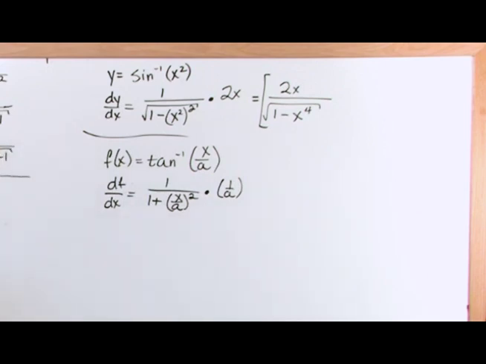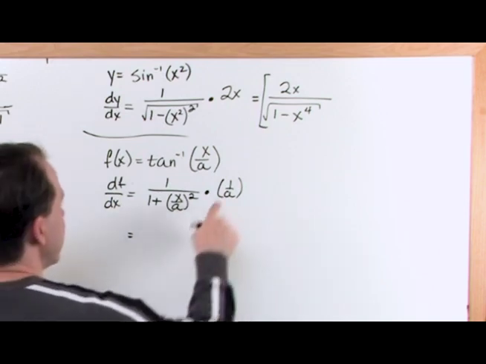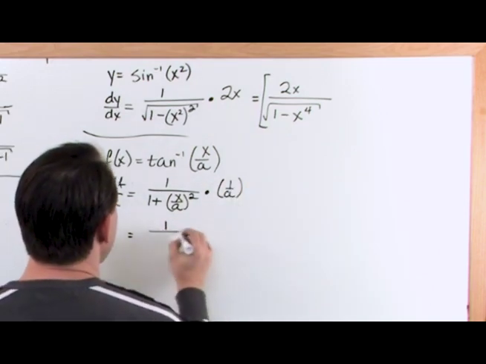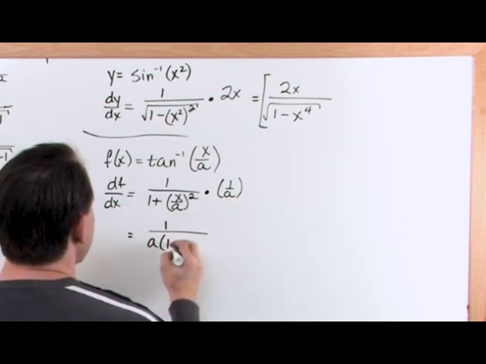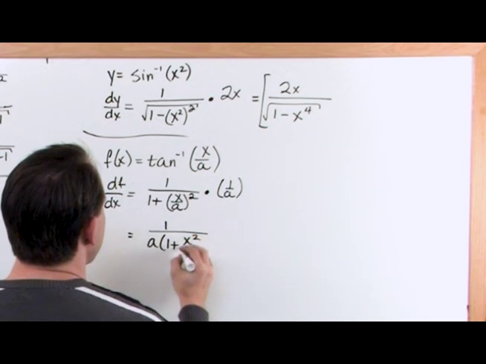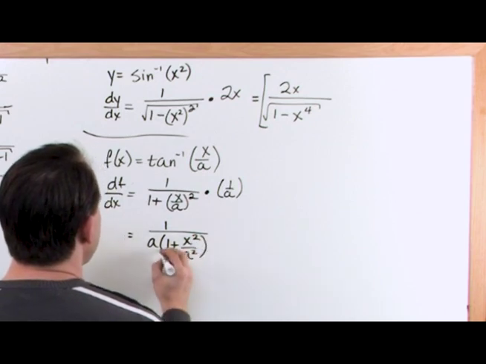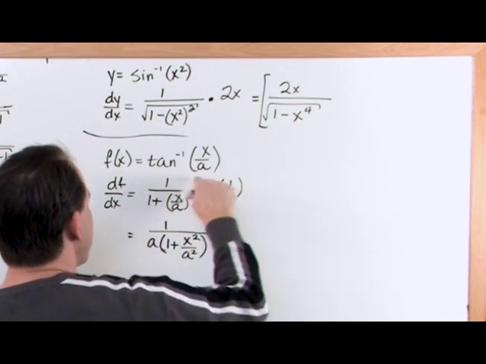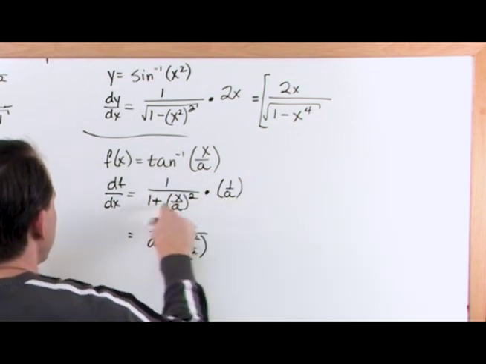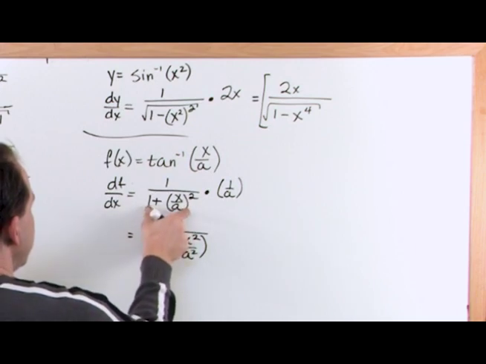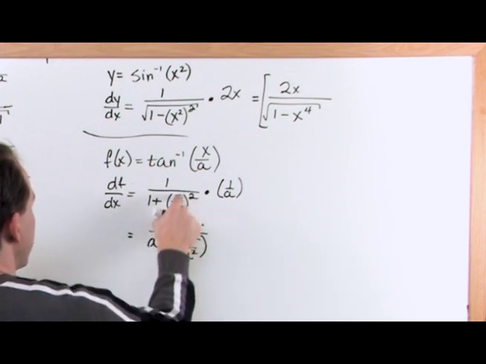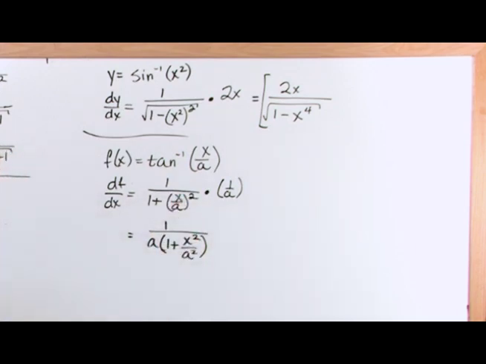Now to simplify that, what's going to happen here is on the top you're going to have 1 over, this a is going to come out here and you're going to have a times 1 plus x squared over a squared. Because don't forget, this is 1 over a, so it's like 1 times 1 and then a times this whole denominator. So this a comes from here, and then the inside I just left alone here, 1 plus, and then you have to square the top and the bottom, a squared, x squared over a squared.